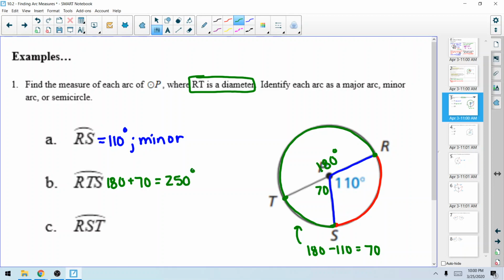And I just realized that I did that the really hard way. Was anybody thinking, wow, that could have been a lot easier? We could have just taken 360, which is the whole circle, and subtracted off the 110. That would have been a lot easier. Anyways, 250 degrees, more than 180, that's a major arc.